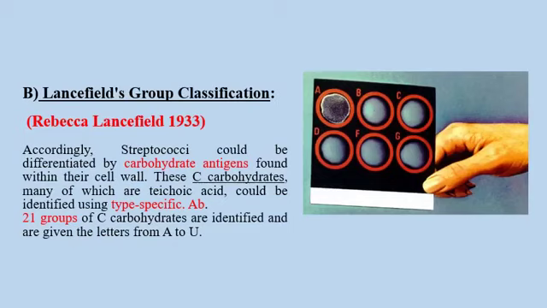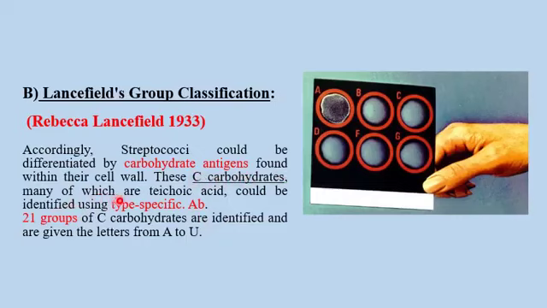The second classification called Lancefield group classification. الاسم لانسفيلد بيرجع للعالمة الساينتست اللي هي واحدة ست اسمها ريبيكا لانسفيلد. She did this kind of classification in the year 1933. Accordingly, streptococci could be differentiated by carbohydrate antigens present within their cell wall. And they call them C carbohydrates. They give them the letter C, carbohydrates.